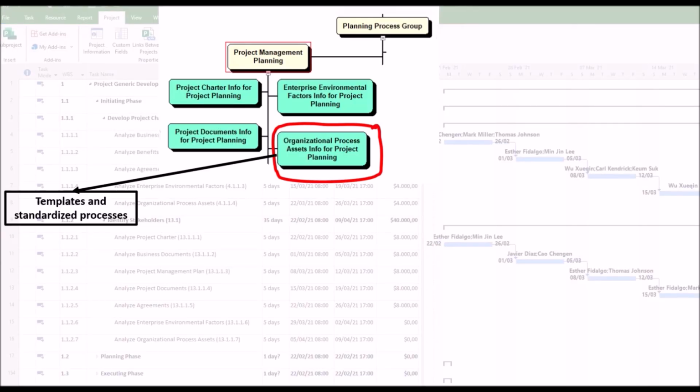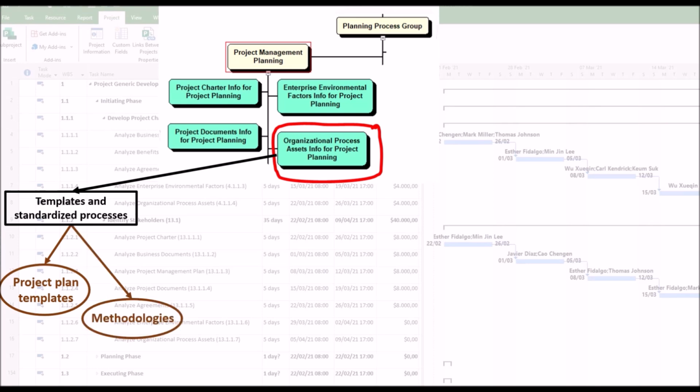1. Provides proven templates and standardized processes. Organizational process assets include project plan templates, such as the PMP framework and WBS formats. Methodologies, such as Agile, Waterfall, and Hybrid guidelines. Procedures, such as change control and risk management workflows. As an impact, it ensures consistency across projects, saving time and reducing errors.